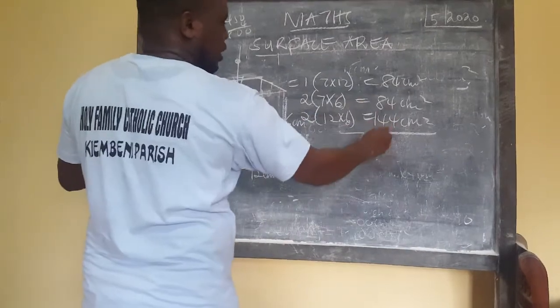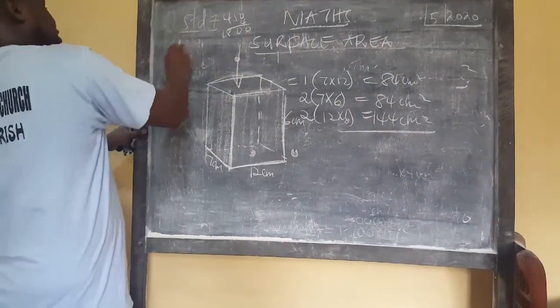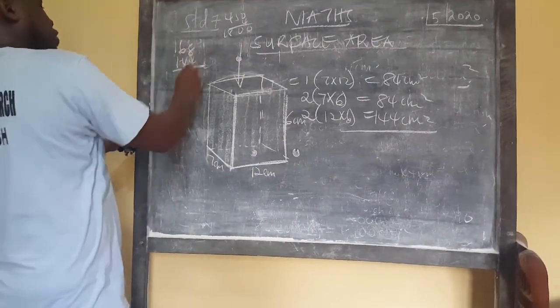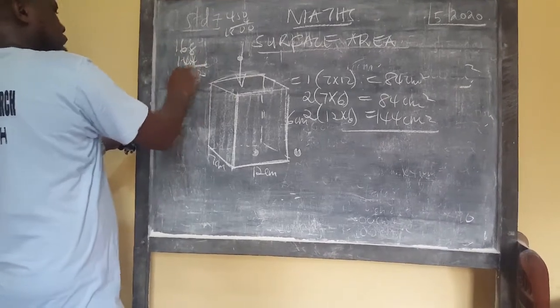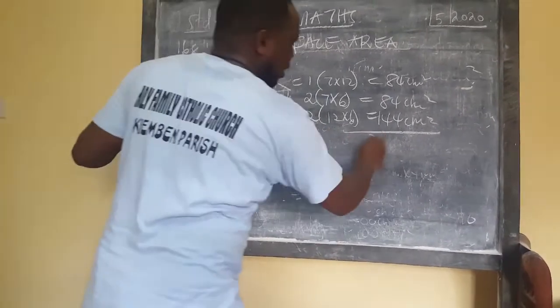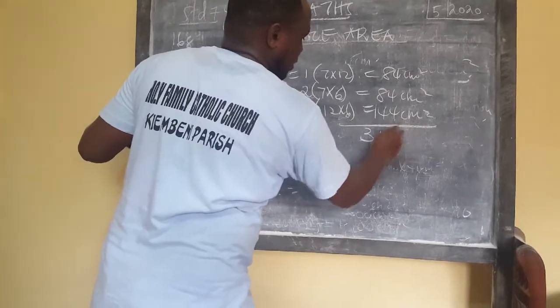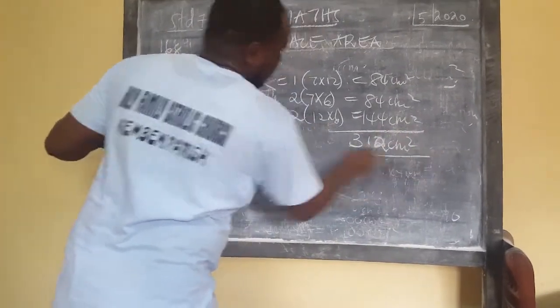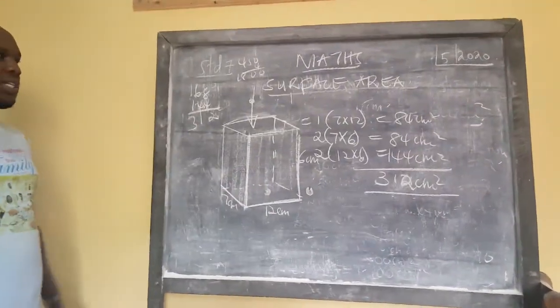Get the total surface area. This is 168. 168 plus 144 is going to give you 312 centimeters squared. 312 centimeters squared.